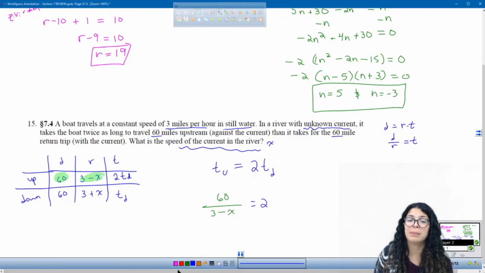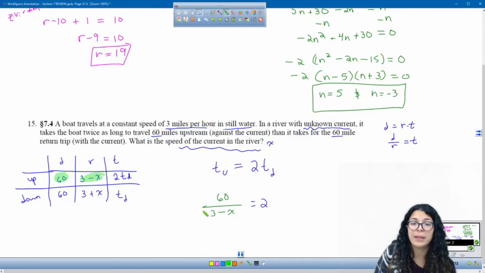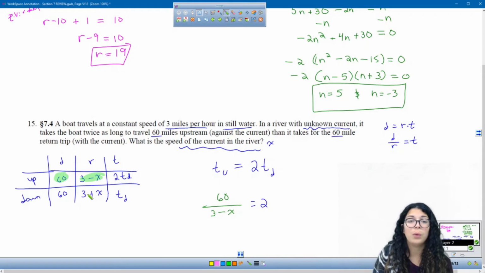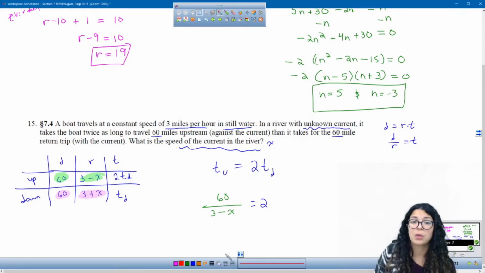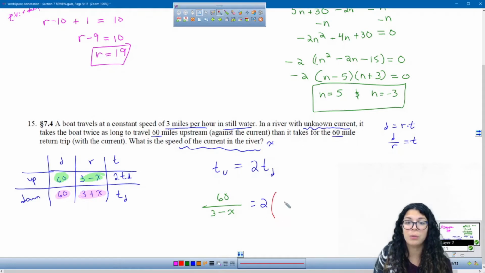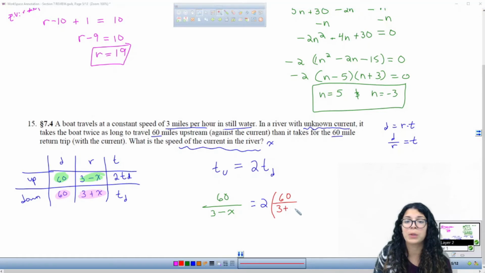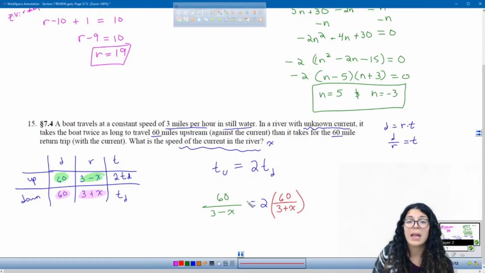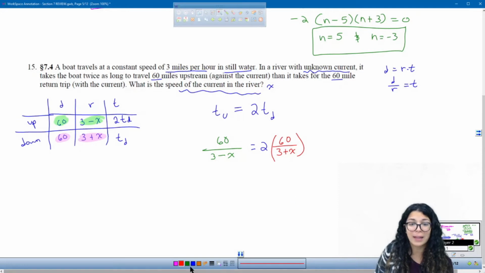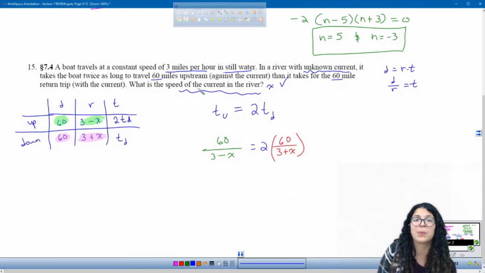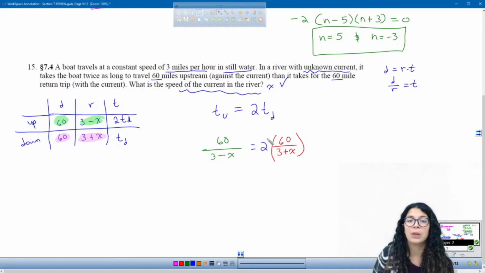And then we want to do the same thing for time downstream, right? The time downstream would be the distance downstream divided by the rate downstream. So the time downstream would be the distance downstream, 60, over the rate downstream, which would be 3 plus x. And then we have an equation that we can solve. Now we can solve for x. Once we solve for x, that'll give us what we're looking for, which is the speed of the current. So let's go ahead and do that.